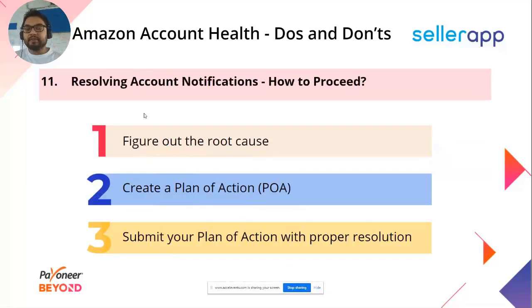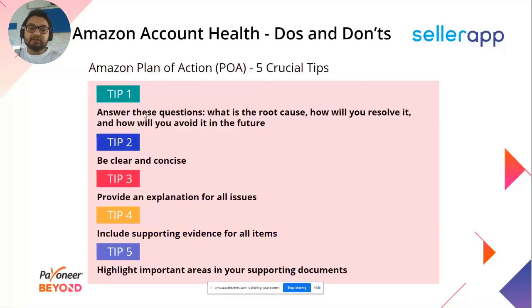And when you get an infringement, it's not about panicking. You have to find the proper root cause, create a plan of action, and make sure of how you are going to respond, so that it's not going to happen again, right? So these are the main tips when you are writing your plan of action, right?